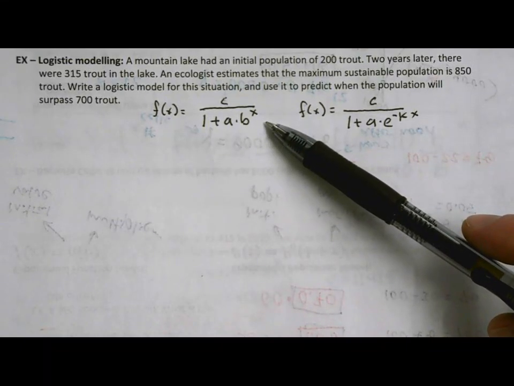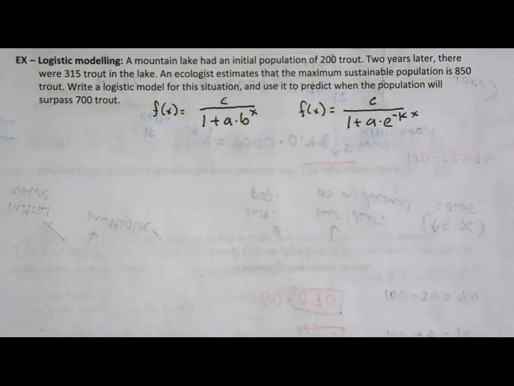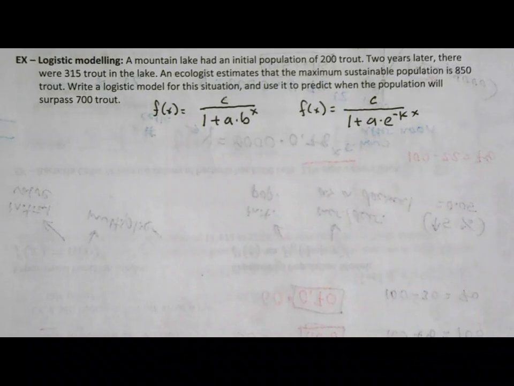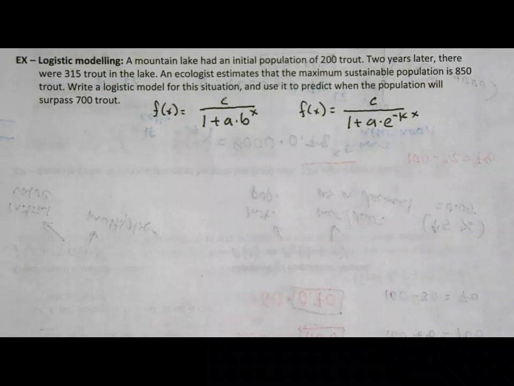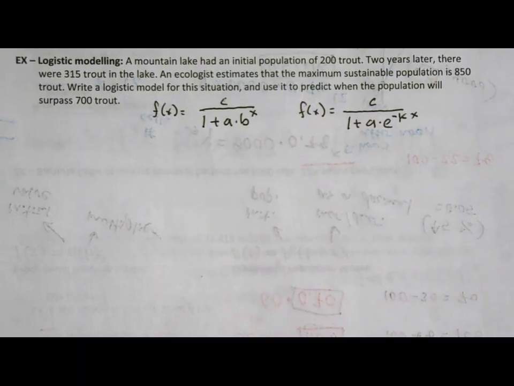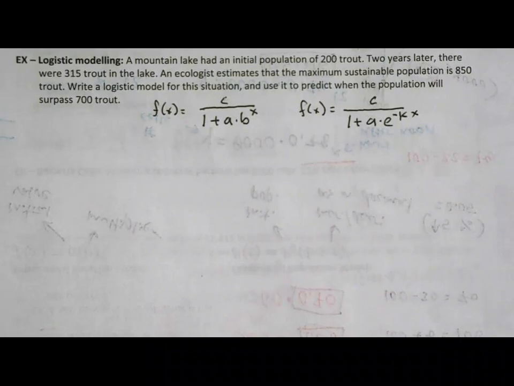Okay, so let's try and understand the situation. We've got a lake. There's 200 trout to begin with. Two years later, we've got some more trout. Is the population going to keep increasing forever? No, at a certain point, there's not going to be enough water in the lake, enough nutrients for everything to survive. So an ecologist comes around, does some measurements, and says 850 is about as many trout as we're ever going to see in this pond. So we want to make a model and answer some questions about it.